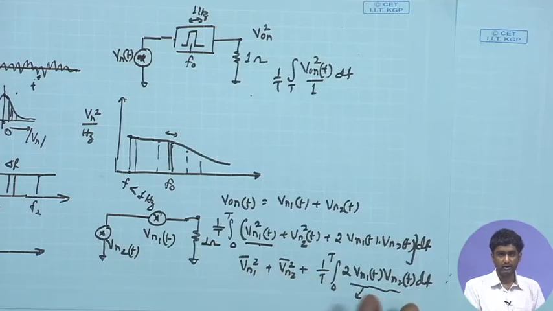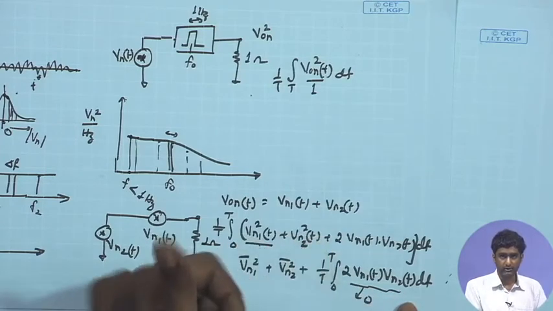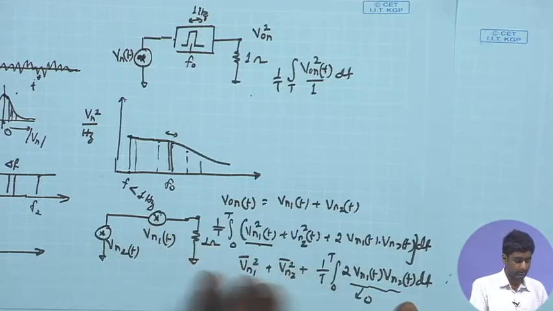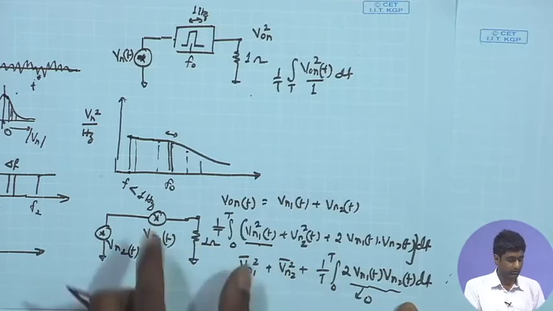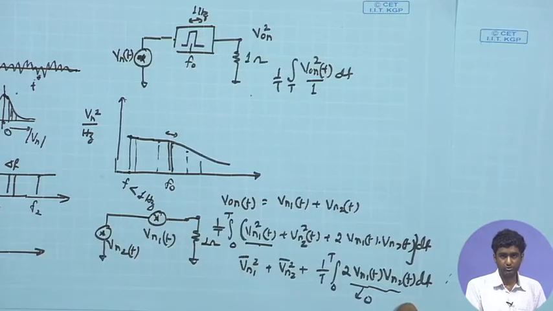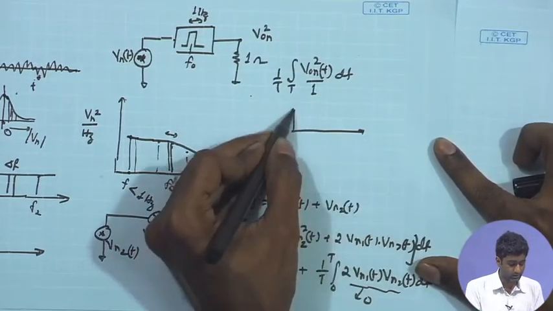We cannot add the time domain values, we do not add Vn1(t) and Vn2(t), rather we add the mean square value of the first source, Vn1 square, plus the mean square value of the second source. So, basically this is going to give me the overall power delivered by the combined noise sources Vn1(t) and Vn2(t). Let us visualize how these noise sources will be uncorrelated and get cancelled.